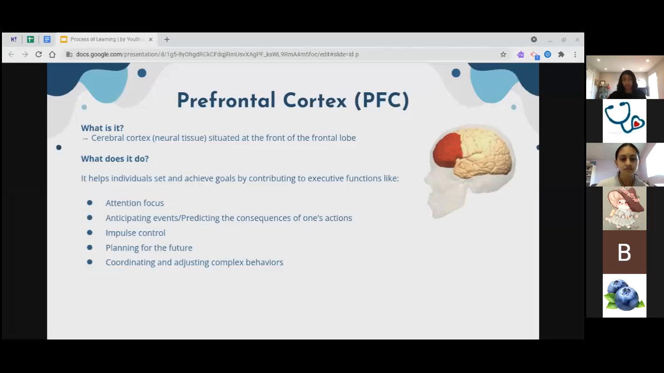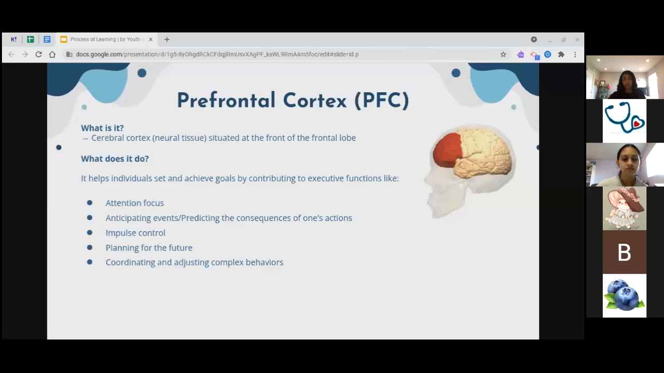All right, so the prefrontal cortex, or PFC, is basically cerebral cortex, which is another word for neural tissue, that is situated at the front of the frontal lobe, which is why it's called prefrontal. And it basically helps individuals set and achieve goals by contributing to executive functions, such as making you focus, to helping you anticipate future events based on your actions. So for instance, if you procrastinate, then you internally know that it will lead to more stress later on, which is going to help you actually do your work.